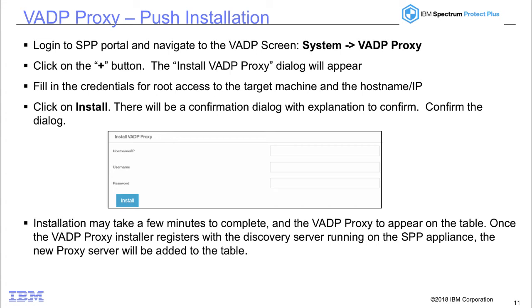You just log into the SPP portal and choose System, VADP Proxy. You'll fill in the hostname or IP, username, and credentials and click Install. And Spectrum Protect Plus will install all the VADP proxy software on the new virtual machine or physical machine that you set up to be used as a VADP proxy.